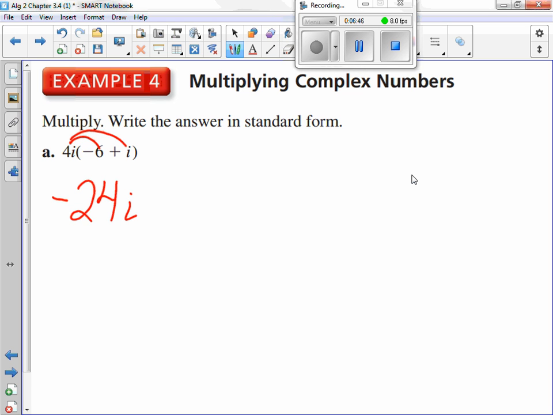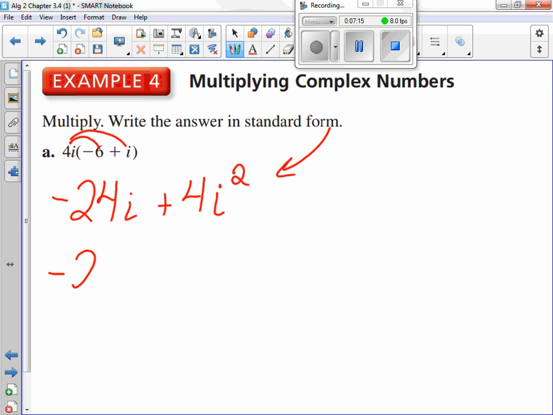Well, negative 4i times i, or 4i times i, is going to be plus 4i squared, because i times i will give us i squared. And we have our 4 times 1. Now looking at this, everything is fine except for the i squared, because we cannot have a power on an i greater than 1. We cannot have an exponent with it.